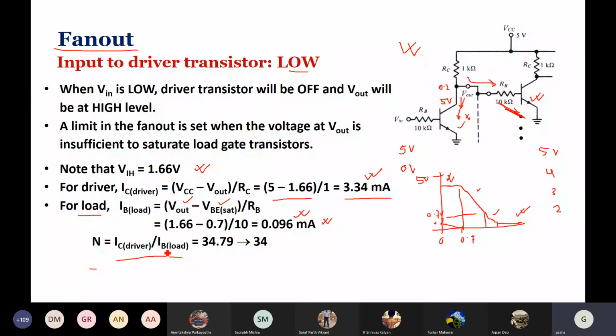and of course you have to take the floor of this number, not rounding, because if you make it 35, this value will be less than 1.66. Okay, so this quick calculation gives us a number, which is 34, to be the fan out of an inverter or a logic gate made out of this kind of simple configuration.